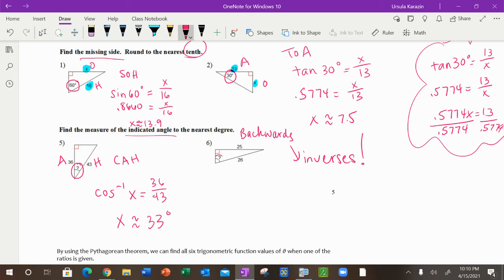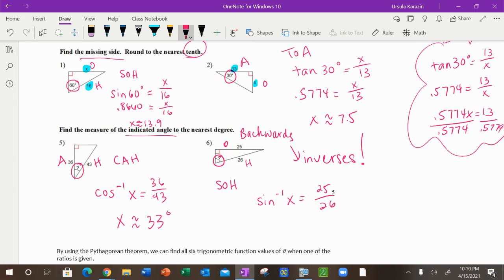Okay, we go over to this one. We need this angle. This is the hypotenuse. This is the adjacent. Nope, sorry, that's the opposite. Like I said, I am getting tired. So OH is sine. So this is sine inverse of x equals 25 over 26.